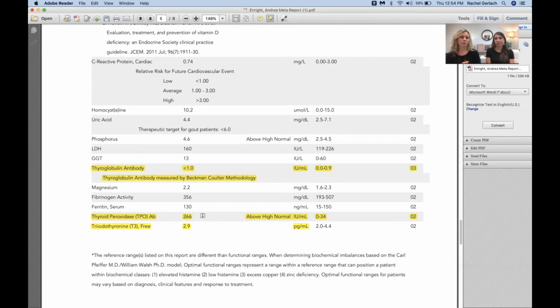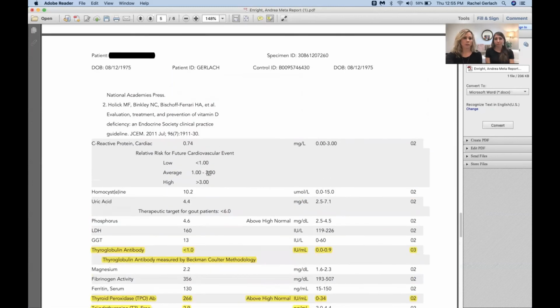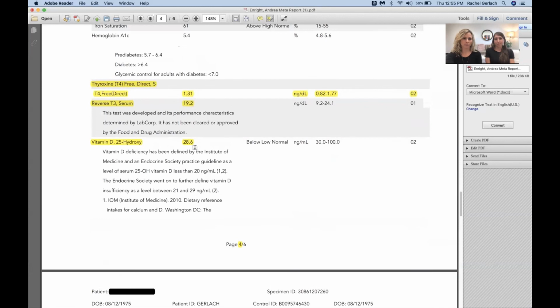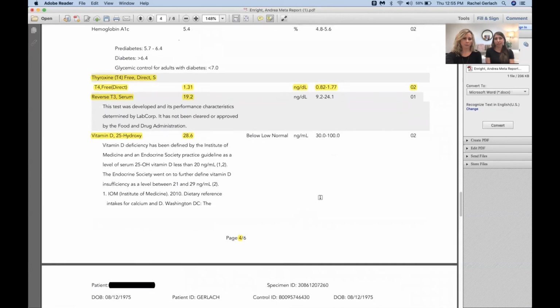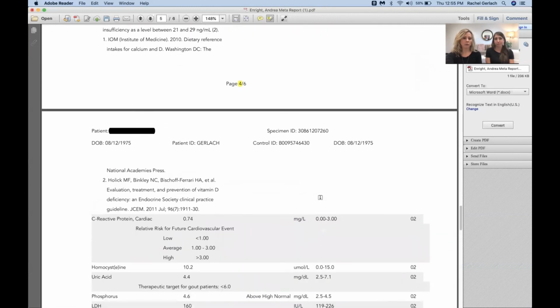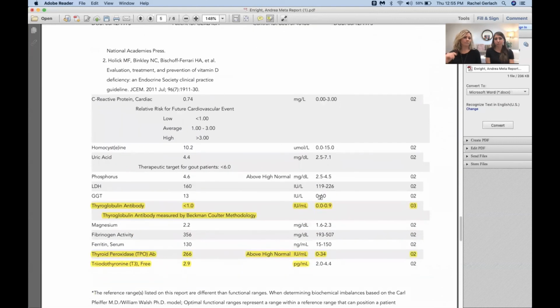So we have a client now. We've seen it. We've figured it out. Hashimoto's. Let's point out too, we got a little bit of a low D3. We like to look at that. Low vitamin D. But Hashimoto's, now what?